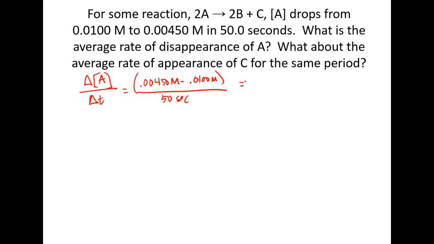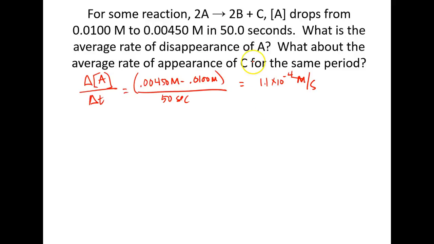So if I subtract and divide, I should get 1.1 times 10 to the negative fourth molarity per second. And remember, it's a rate of disappearance, so I don't want that to have a negative sign. So that's how fast A is going away.